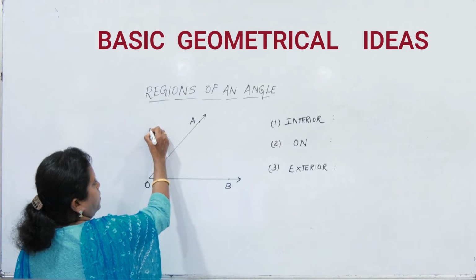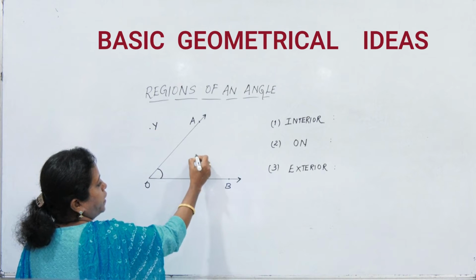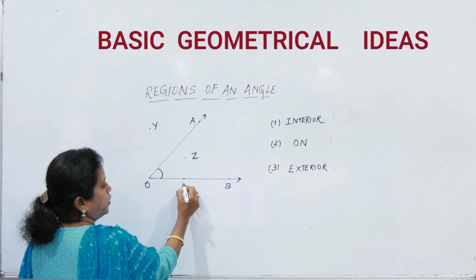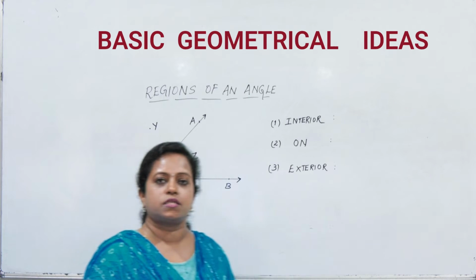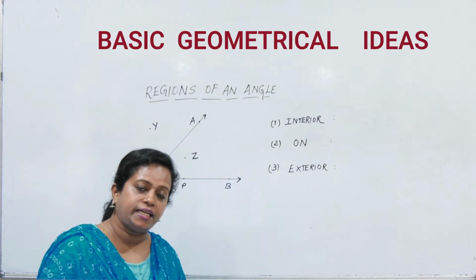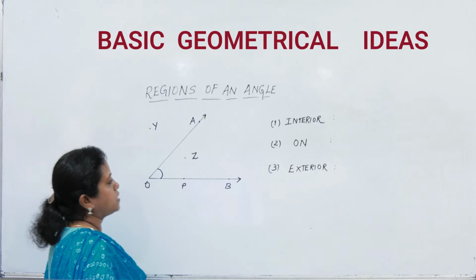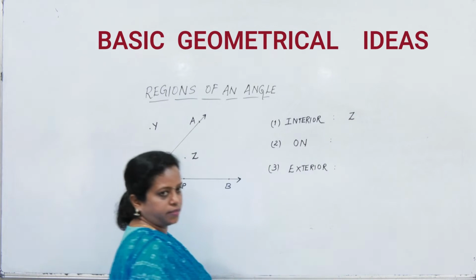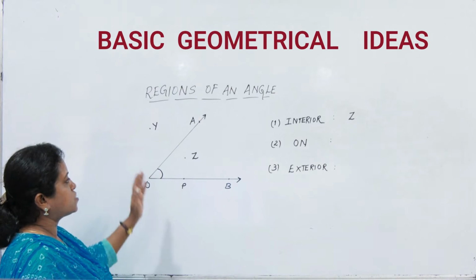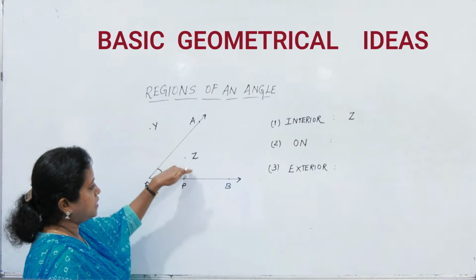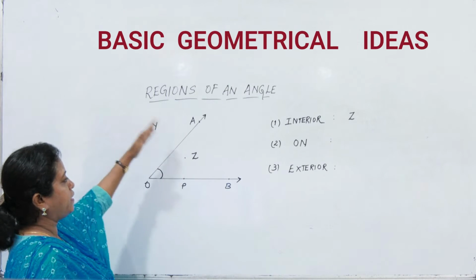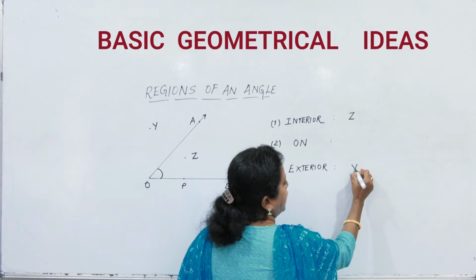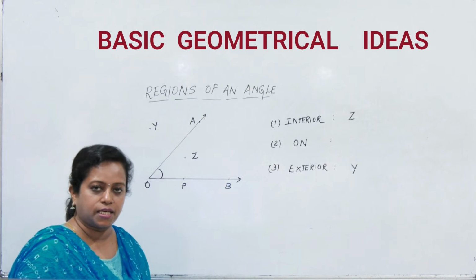Let us use some points and understand what we have just learned. Suppose you have a point here which is named as Y, another point here named as Z, and here another point as P. Now if I ask you which point is in the interior of the angle, so what will you say? Point Z is in the interior of the angle. Which point is in the exterior of the angle? That is, neither it is inside or on the angle, but in an area outside the angle. So here you have the point Y on the outside of the angle or in the exterior portion.